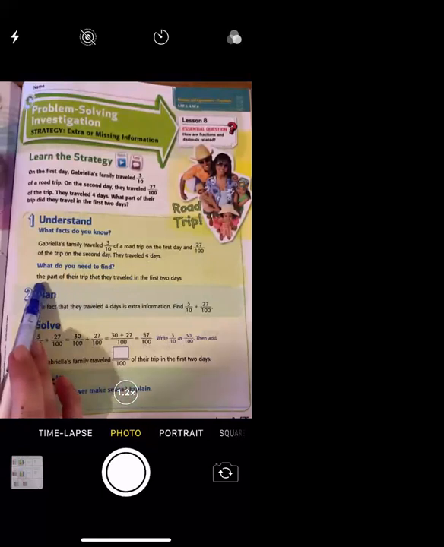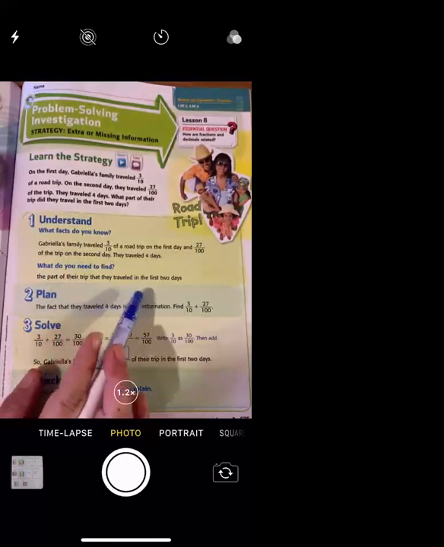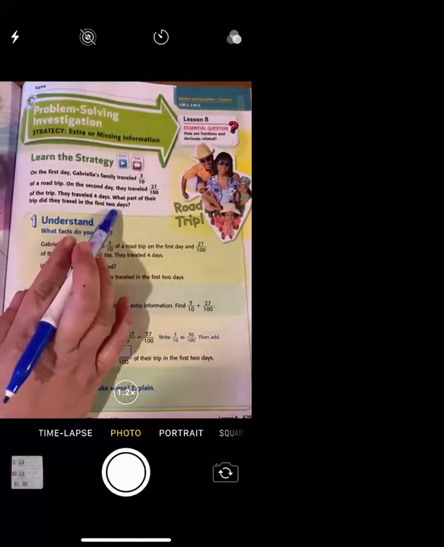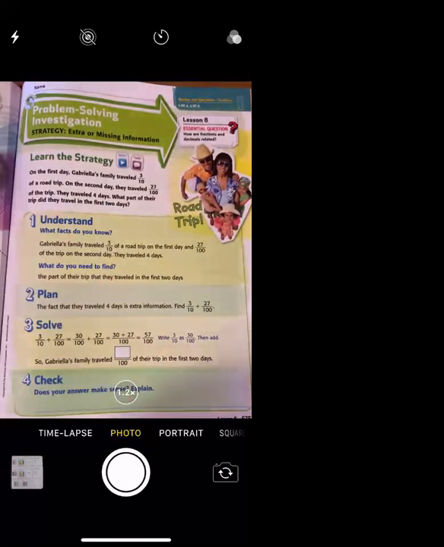What do we need to find? We need to find the part of their trip that they traveled in the first 2 days, because the question says, what part of their trip did they travel in the first 2 days? Okay, so first we're looking at what are the facts of the problem.